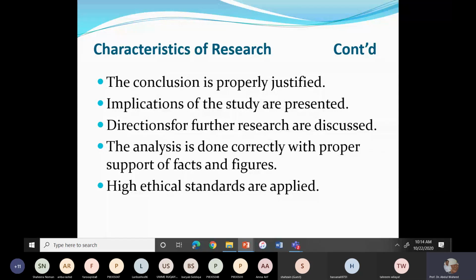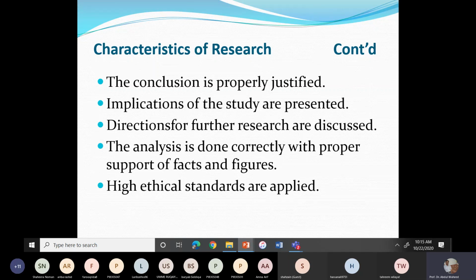Then the implications of the study are presented. So we present the implications of the study on the basis of our finding, and that will help the policy makers. And the directions for further research are discussed. Okay, and the analysis is done correctly with proper support of facts and figures. And finally, high ethical standards are applied.